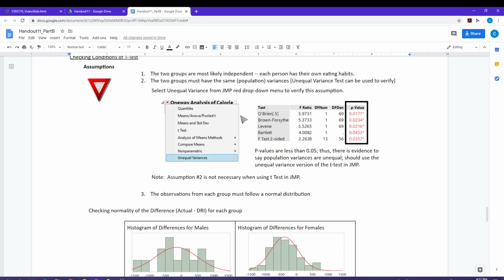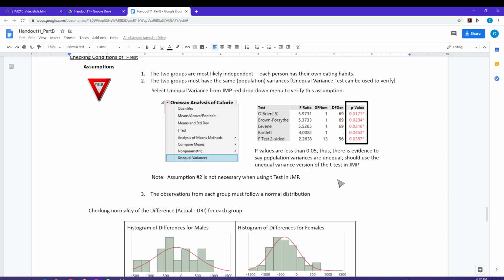There is another version of the t-test called the pooled t-test. Now for this particular example, you're not going to want to use the pooled t-test because that assumes that the variability is the same. And what I learned from my unequal variance tests over here is that's not the case. The moral of the story here is if you use the t-test version in JMP, you're always going to be safer because assumption number 2 does not have to be met or considered.